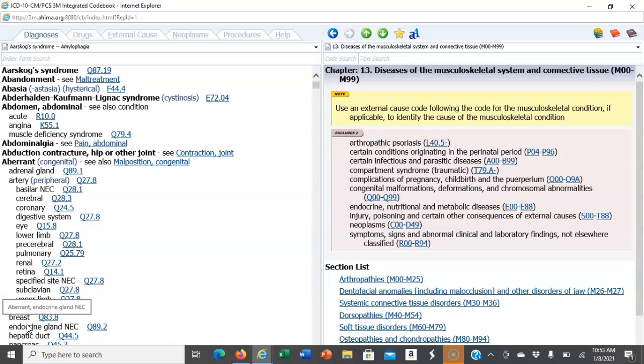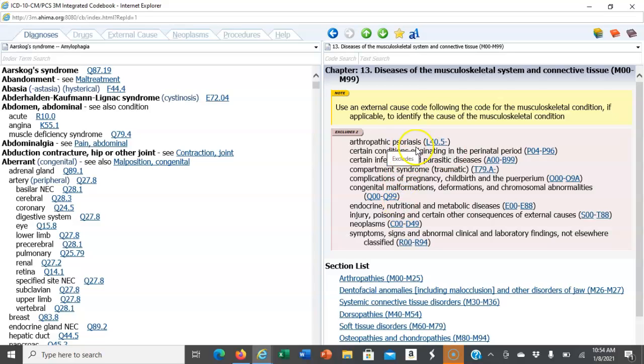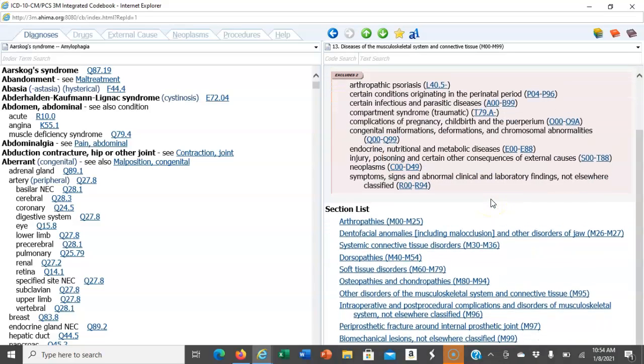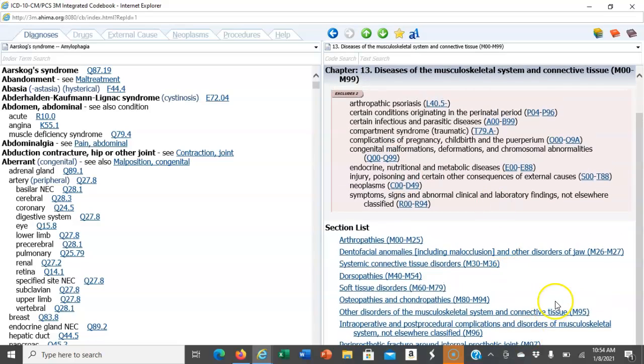So we're at chapter 13, and you see that we have a note here that applies to this entire chapter, and it tells us to use external cause codes following the code for the musculoskeletal condition if it's applicable. And of course that means that we would be coming over to the external cause tab and using that index and looking up those codes. We have an excludes note 2 here for these conditions, which I'll let you look at, and now we're going to look at the section list.